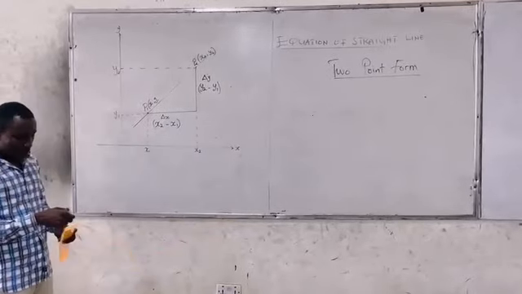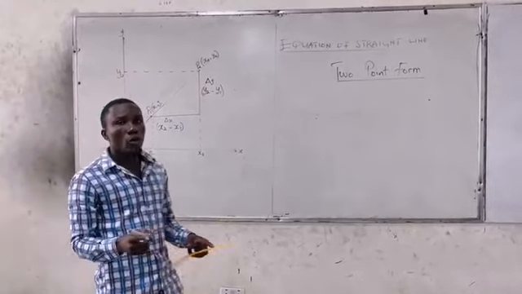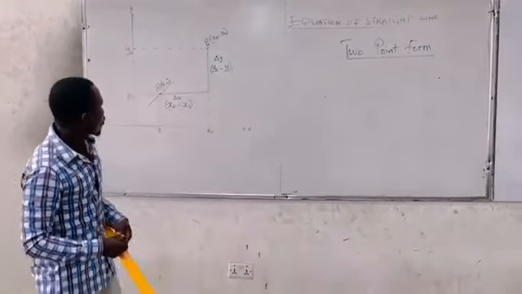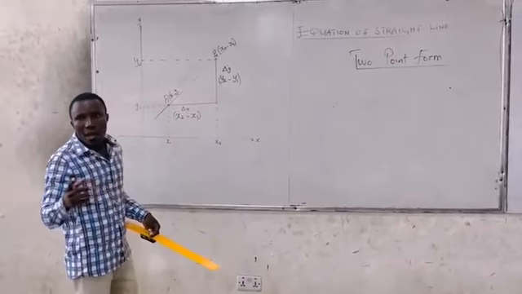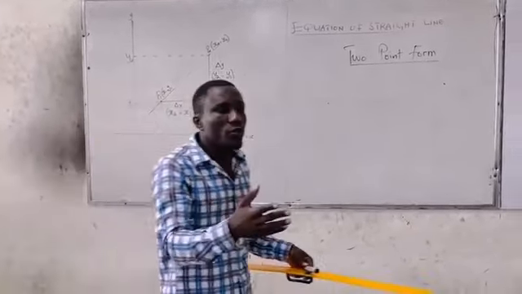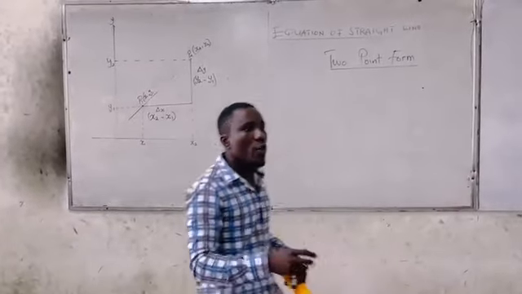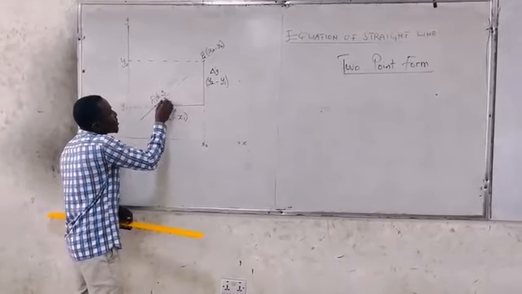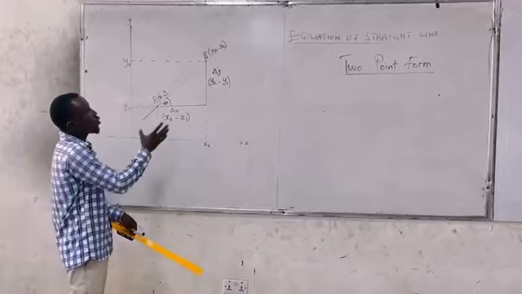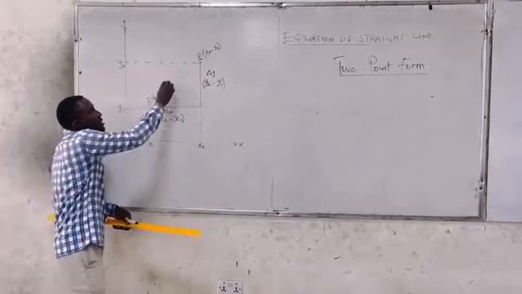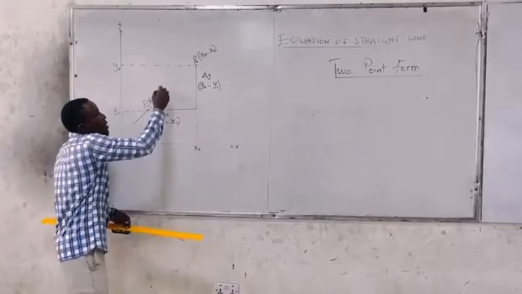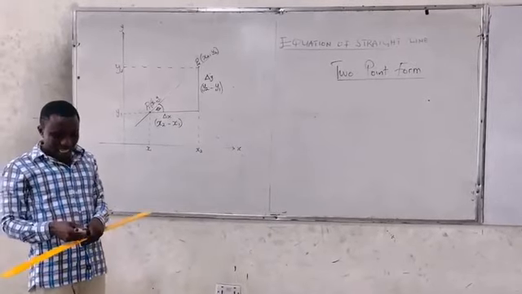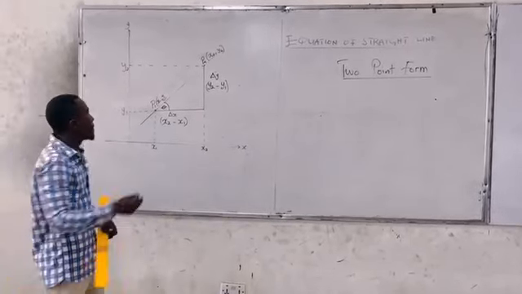Good. Now from Pythagoras' theorem, we all know that when we are given the opposite and the adjacent, we are going to use tan. And so, supposing our angle is here, let's say theta, we are going to use tan to find the gradient. Let us denote it with the letter M.